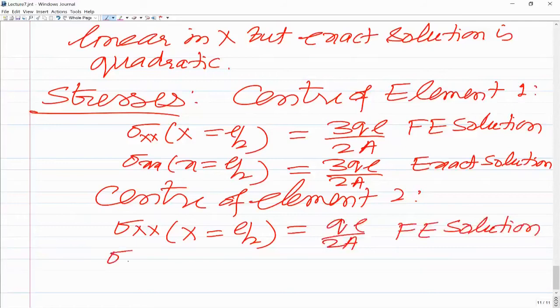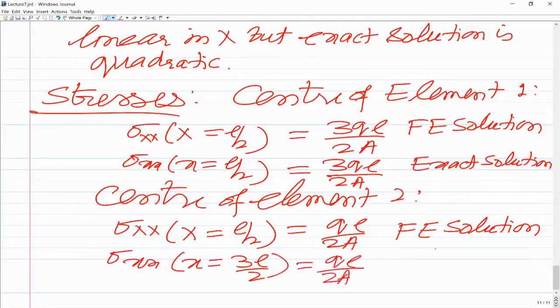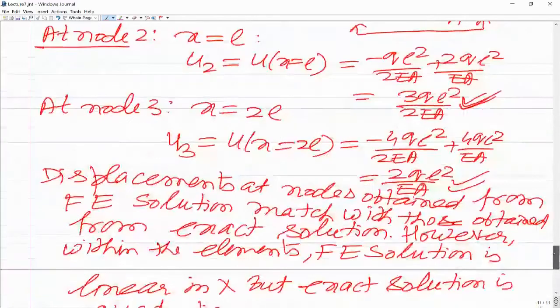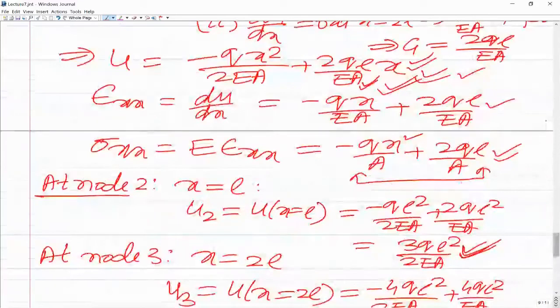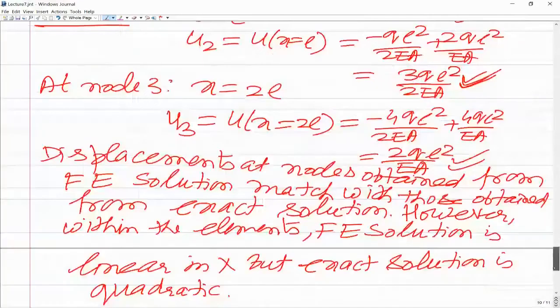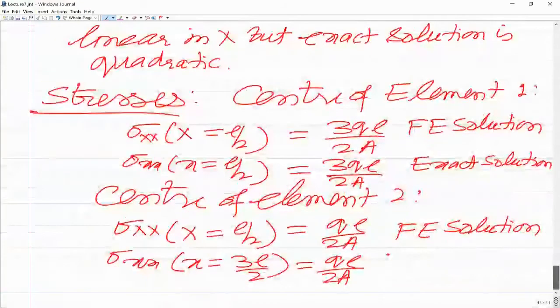And from the exact solution we have to put small x equal to 3L by 2, because that's the center of the second element. So this will also be equal to QL upon 2A. That is, if you put small x equal to 3L by 2 here, you will actually get this solution. So this is the exact solution.